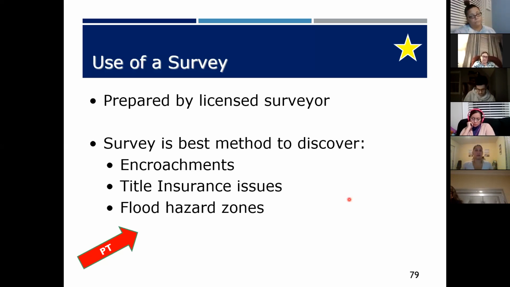Lenders typically do not require a survey. If they have any questions about, for example, flood hazard zones, they may require a survey. But for the most part, surveys are optional, and buyers have the right not to purchase them, not to have it done.